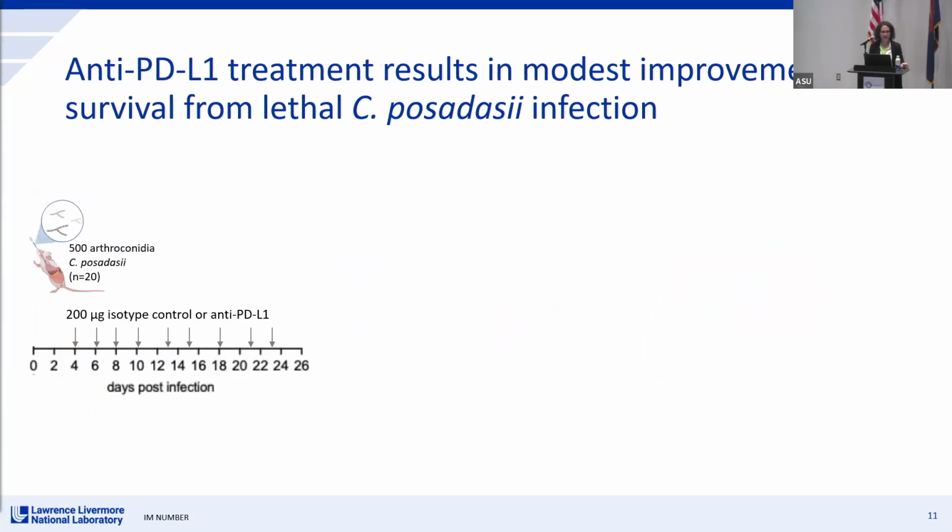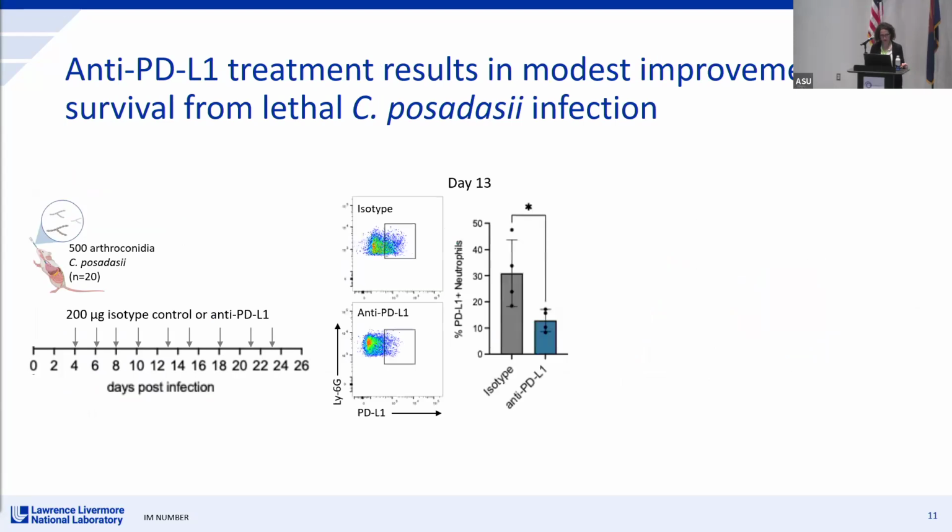And so to test that, we again infected animals with 500 arthroconidia of C. posadasii, and then treated the animals with 200 micrograms of either isotype control antibody or anti-PD-L1, starting at day 4 post-infection and then continuing every 2 to 3 days after infection, and survival was tracked through day 26.